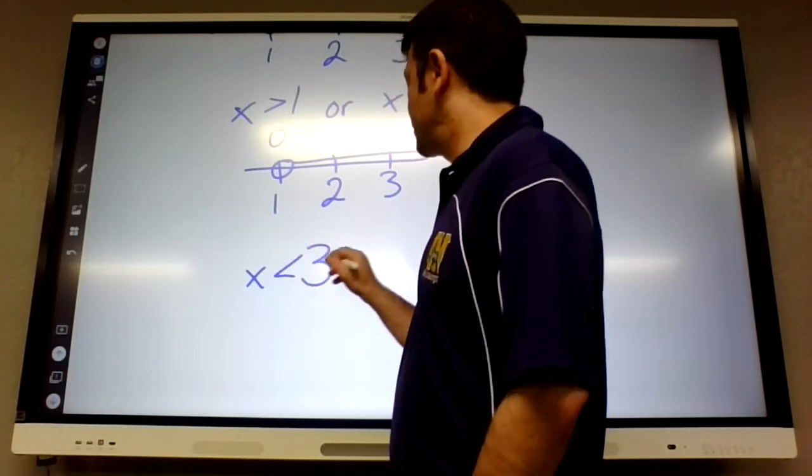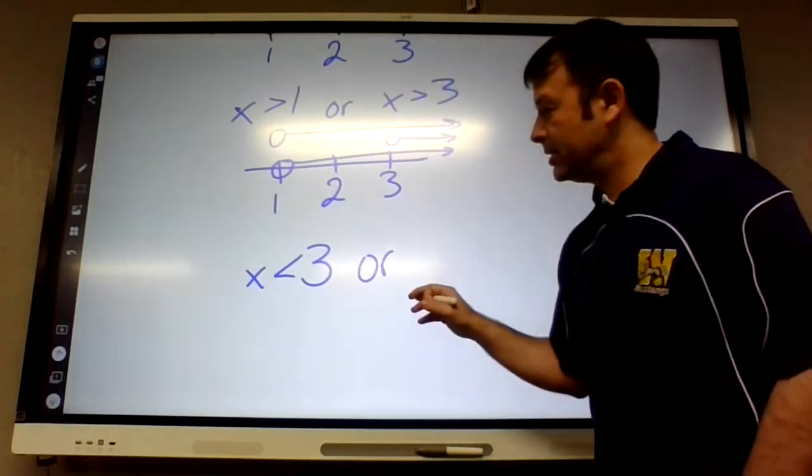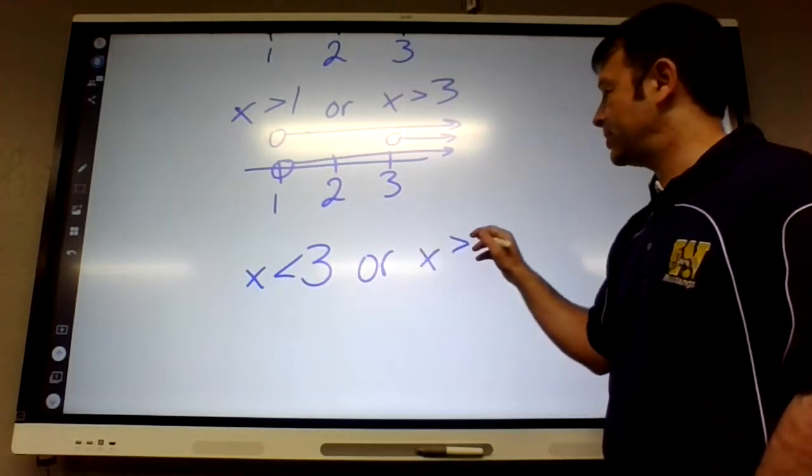Okay, here's the last case. This is the weird one. X is less than 3 or X is greater than 1.